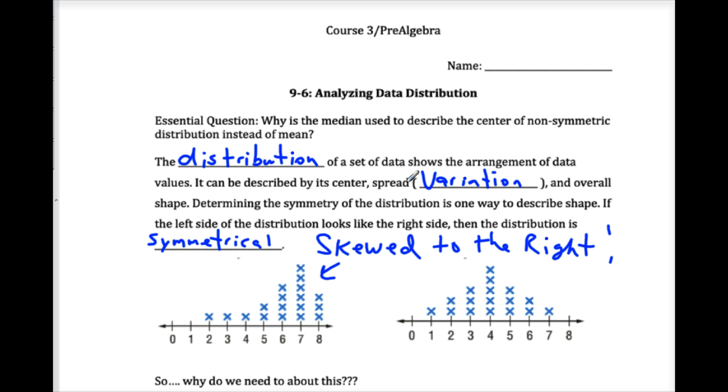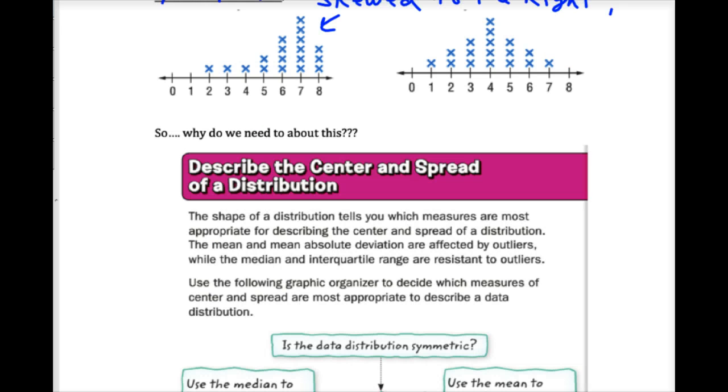All right, so there's a typo here. Why do we need to know about this? What word goes in there, people? Not N-O, but K-N-O-W. So, why do we need to know about this? All right, to describe the center and the spread of a distribution.